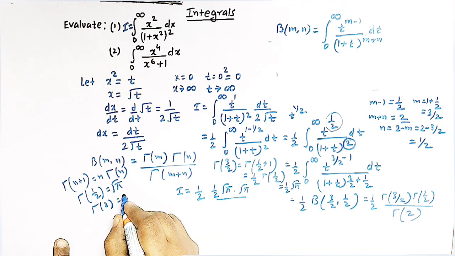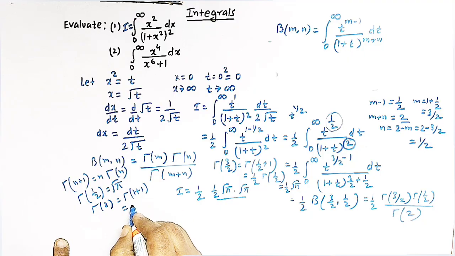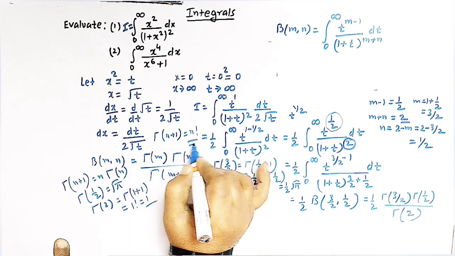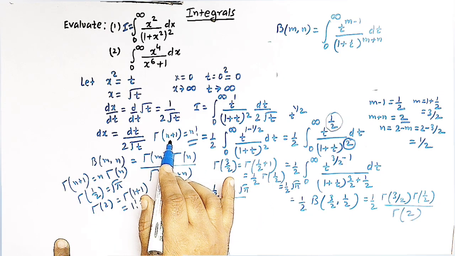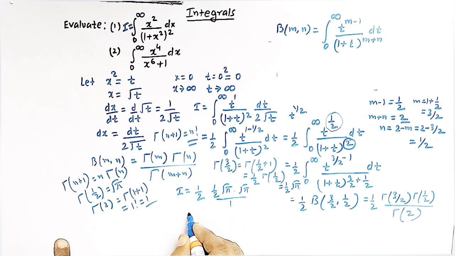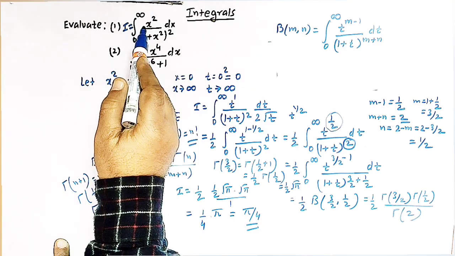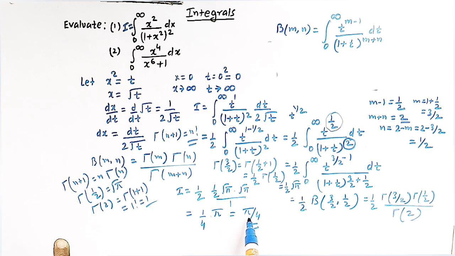Gamma 2 can be written as gamma 1 plus 1, that is 1 factorial, that is equal to 1, right? Because we know that gamma n plus 1 is equal to n factorial, where n is some positive integer, right? So here we have 1. So this is half times half is 1 over 4, and here root pi times root pi is pi, right? So we have pi over 4. So the value of this integral I is equal to pi divided by 4.